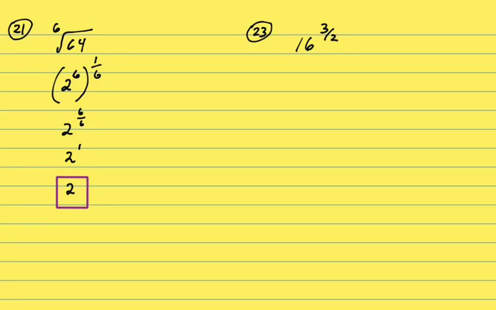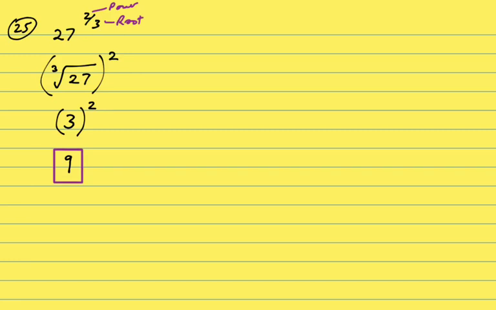On number 23, you want to do power over root. So it is the square root of 16. I do the root first and then to the third power. 4 to the third, 4 times 4 is 16, times 4 again is 64.